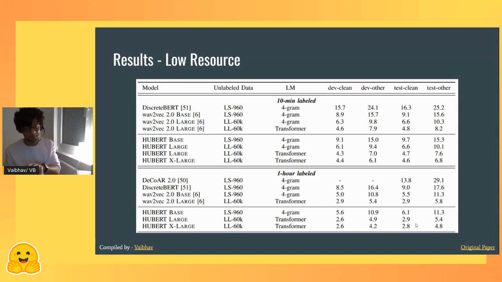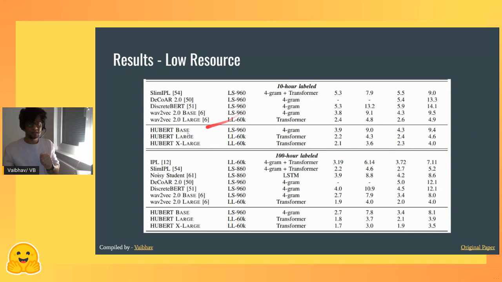Similarly, if you look at 10h labeled data, for HuBERT large, that's 2.2, 4.3, 2.4, 4.6, whereas over here 2.4, 4.8, 2.6, and 4.9. So again, slightly better than Wave2Vec 2.0, and the same thing for 100h labeled data as well.